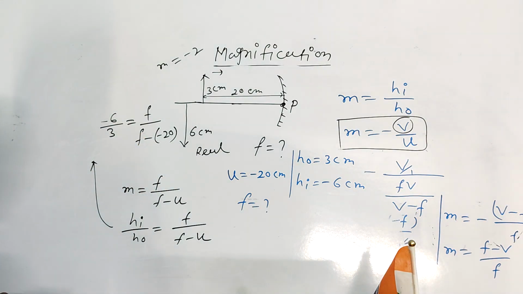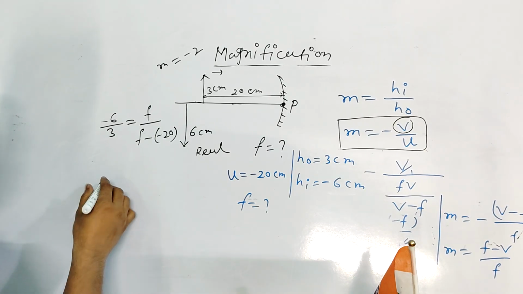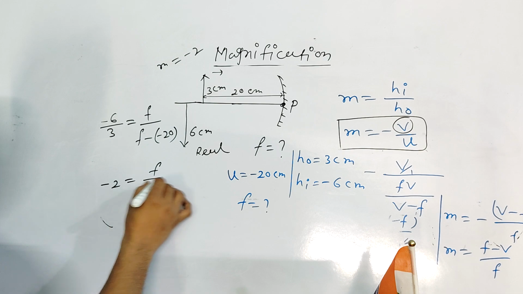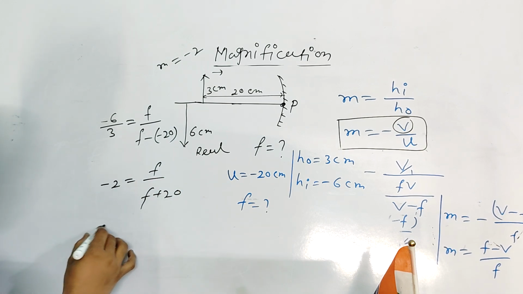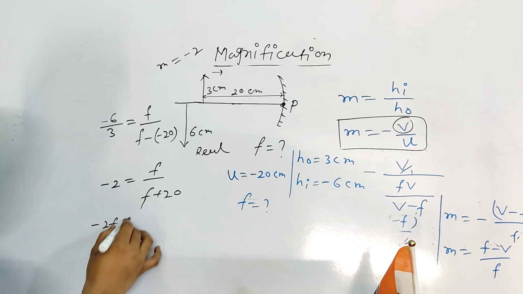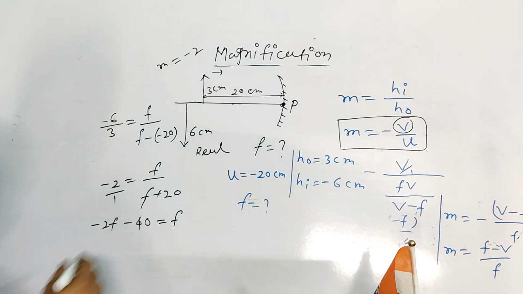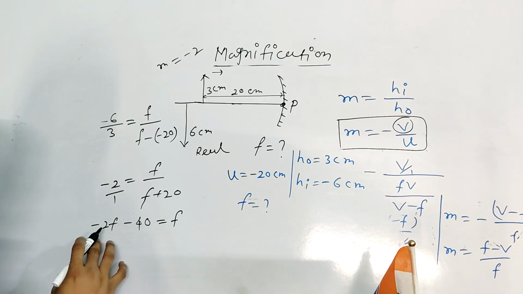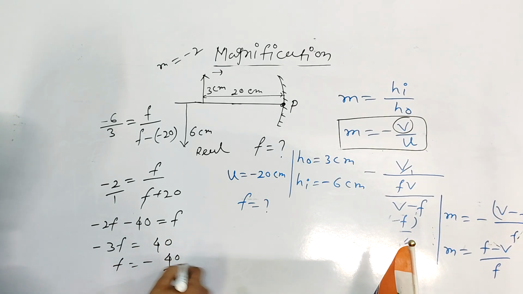Now calculate it. We are getting minus 2 is equal to f by f plus 20. Normal mathematics. So we can write minus 2f minus 40 is equal to f, by cross multiplication. Now shift this f to that side, so we are getting minus 3f is equal to 40. So f is equal to minus 40 by 3.